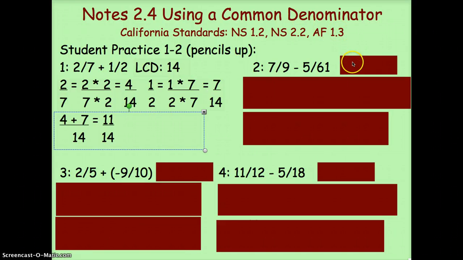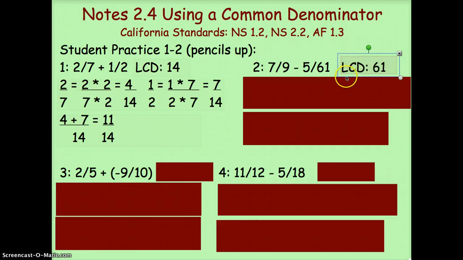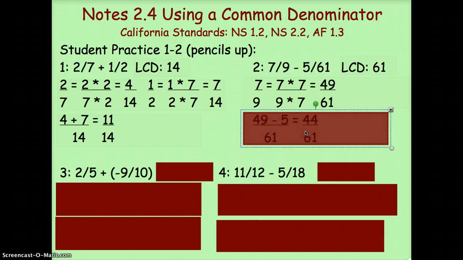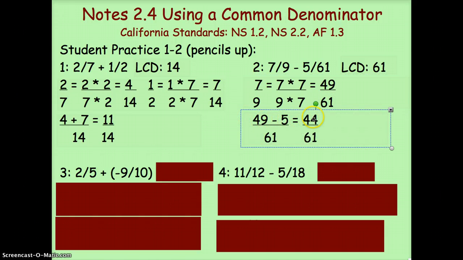Problem 2, my LCD is 61. This fraction already has an LCD of 61, so I only need to change this one here, and I end up with 49 over 61. I simply subtract. 49 minus 5 is 44. There is nothing to simplify, so I'm finished there.